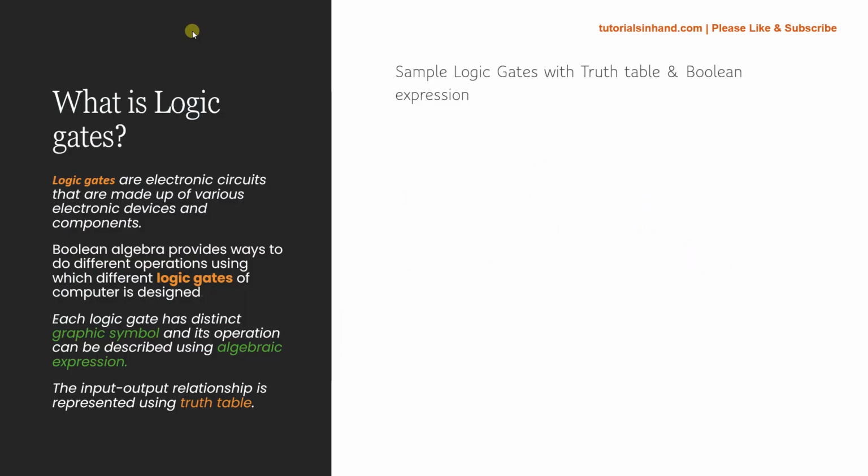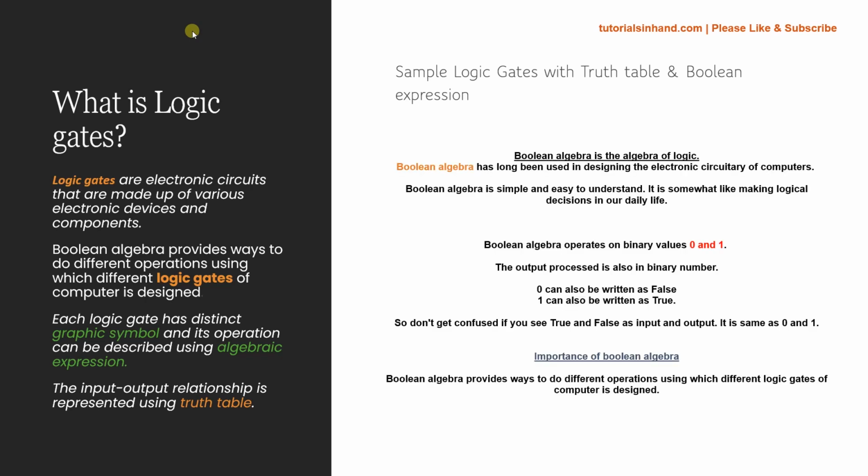Logic gates are electronic circuits that are made up of various electronic devices and components. Generally, they are implemented using electronic switches like transistors and diodes. Similarly, logic gates are created with the help of Boolean algebra. Now, Boolean algebra provides a way to do different operations based on which we can create different logic gates.